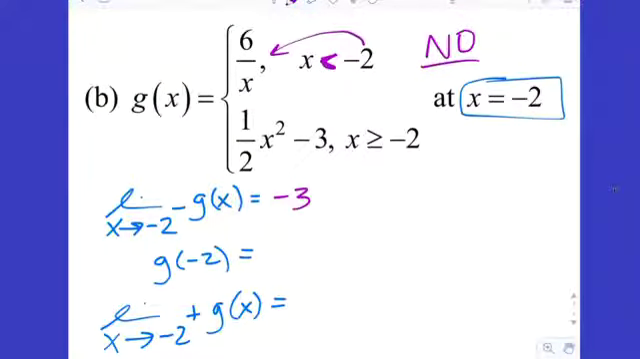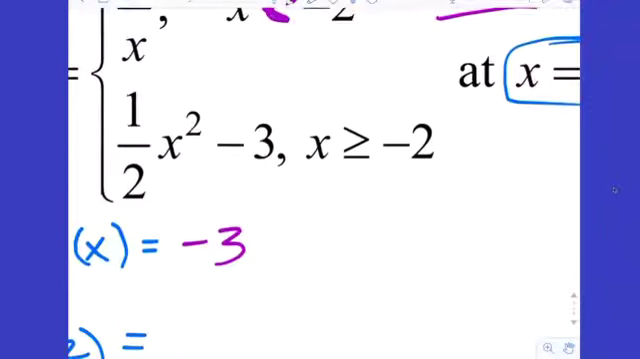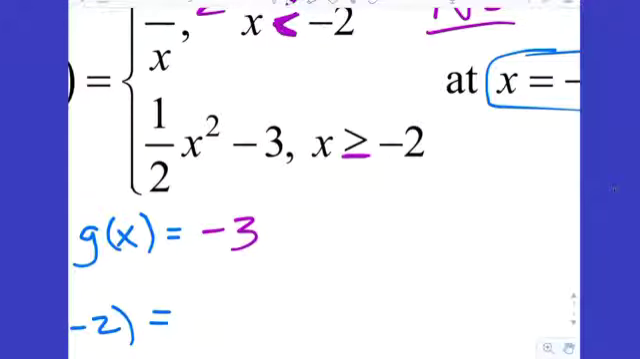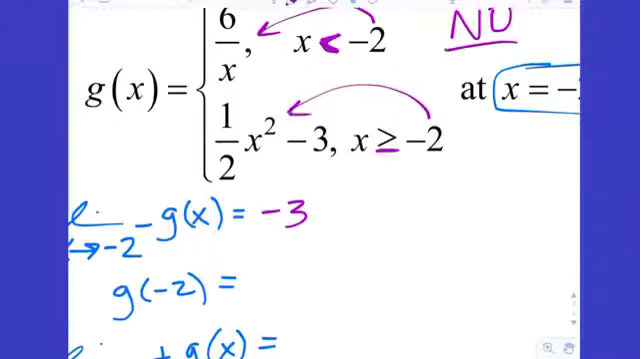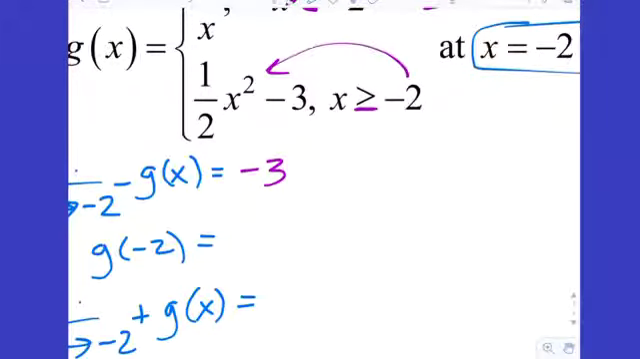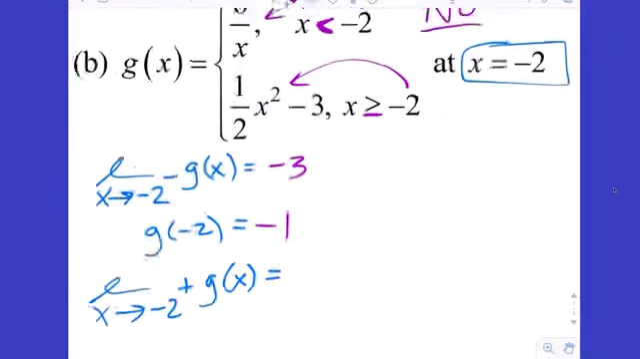g of -2 now is looking for the equal sign. That's the bottom piece, right? There's the equal sign. So now you plug in your -2 for x, and you get -2 squared is +4. Half of 4 is 2. 2 minus 3 is -1.